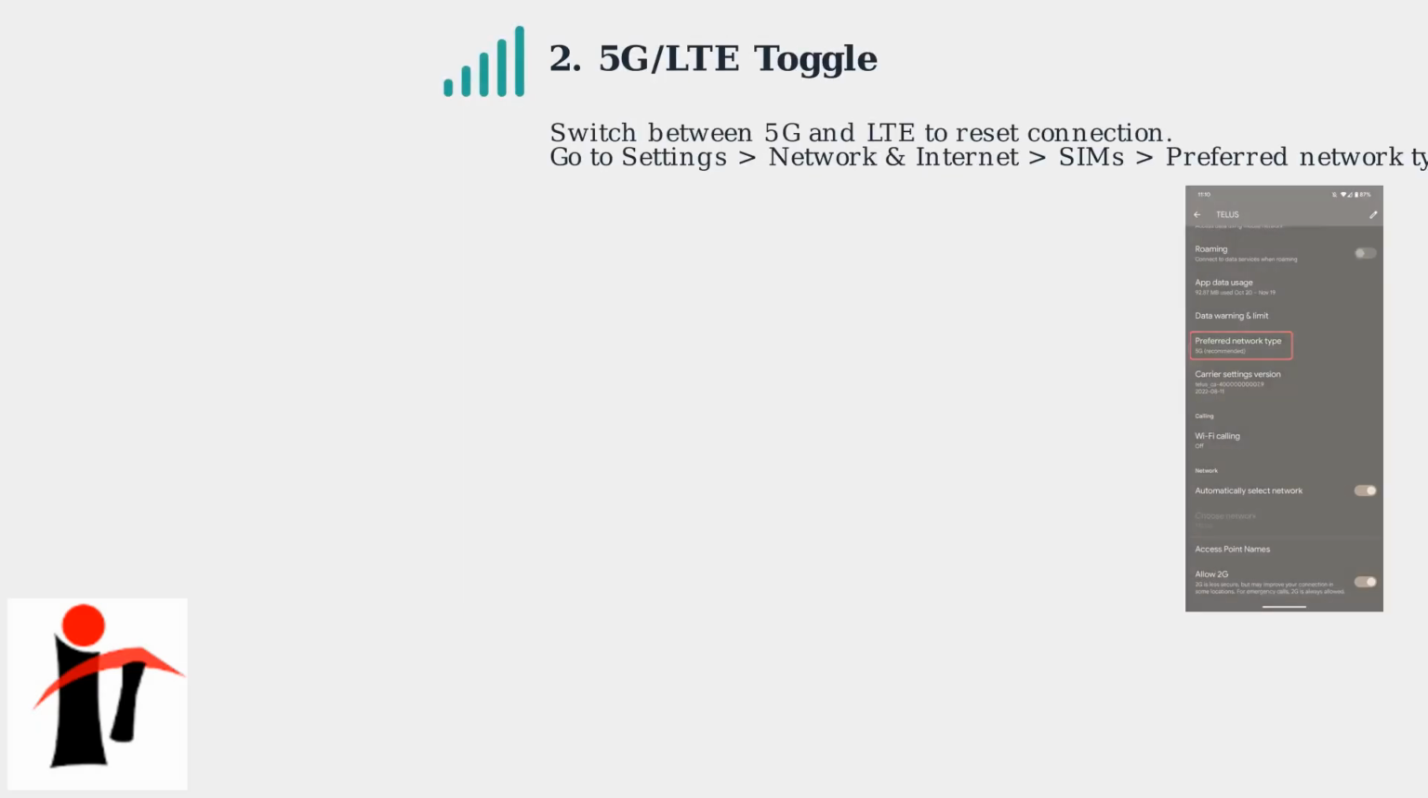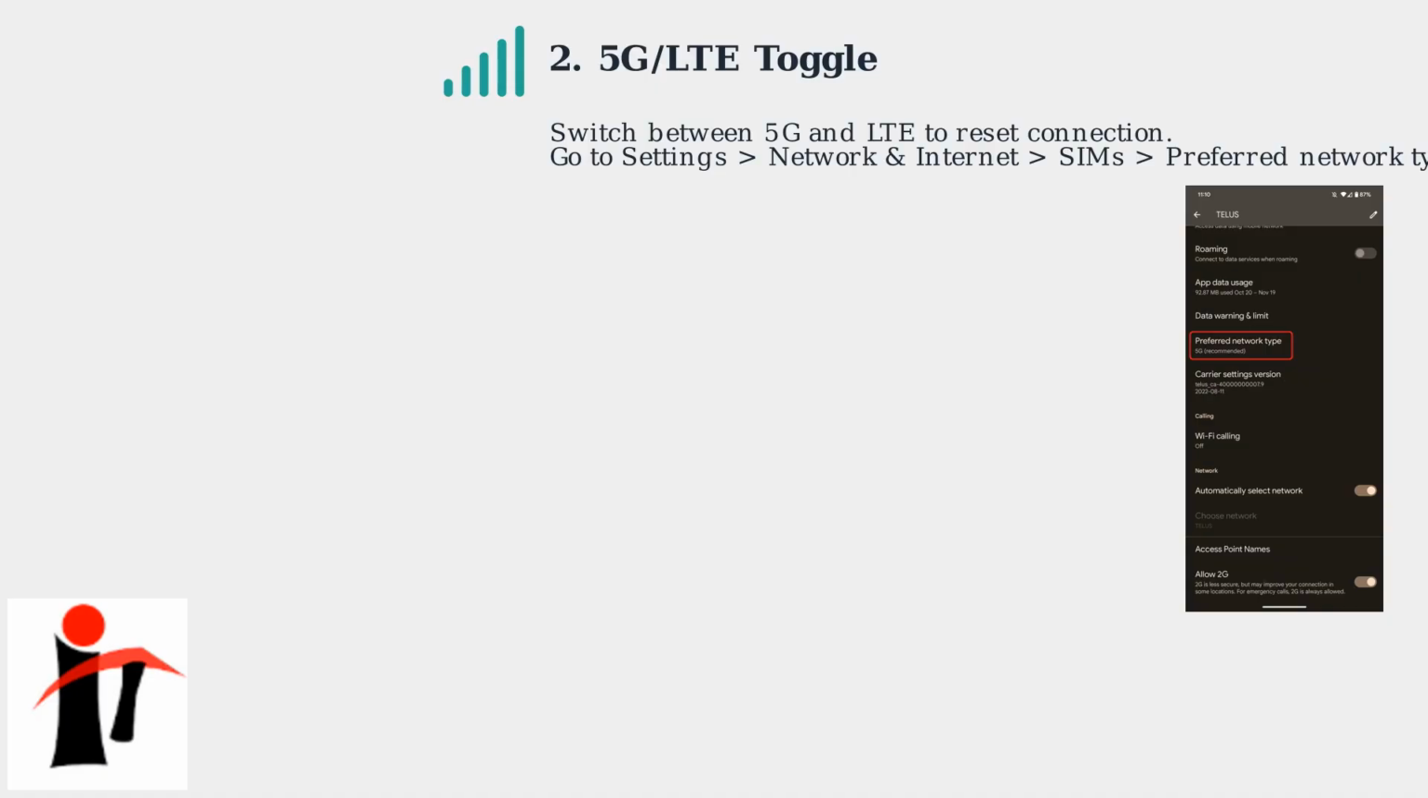your carrier. Sometimes, switching between 5G and LTE can force your phone to reset its connection. Go to Settings, Network and Internet, SIMs, Preferred Network Type, and switch to the other network type.